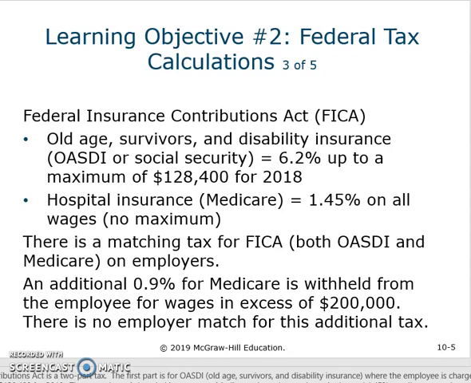There is a matching tax for FICA, so the employers also pay a matching portion of this tax. In addition to that, there is a 0.9% tax for Medicare, which is withheld for employees that earn more than $200,000. And there is no employer match on this portion. This is part of the Affordable Care Act.